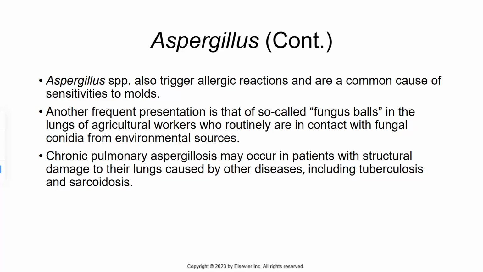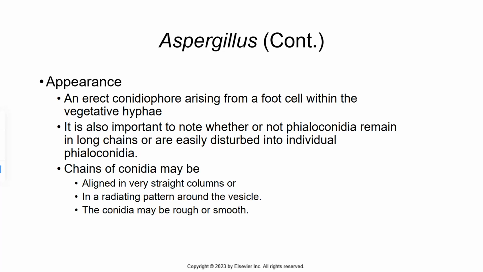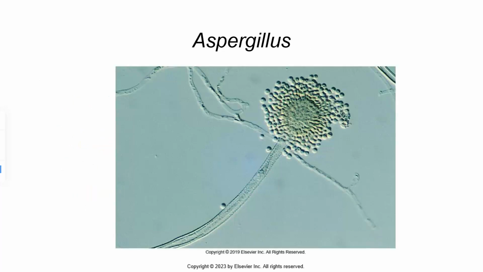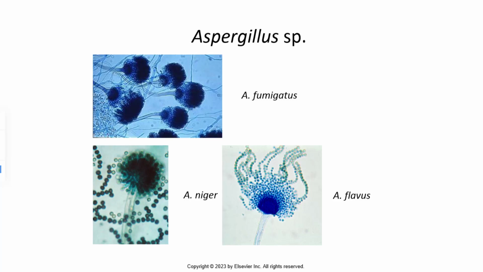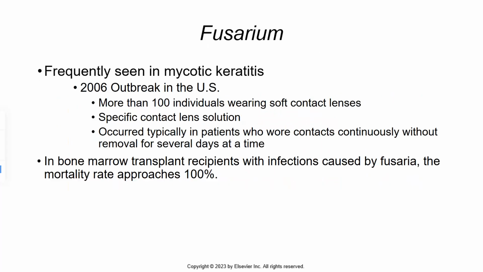Chronic pulmonary aspergillosis may occur in patients with structural damage to their lungs caused by other diseases, including tuberculosis and sarcoidosis. Appearance is described here. Sometimes it's easier to just look at pictures. The one you will have to identify is this one right here for Aspergillus fumigatus. Colony appearance is not something that you'll have to identify, but it's listed here.